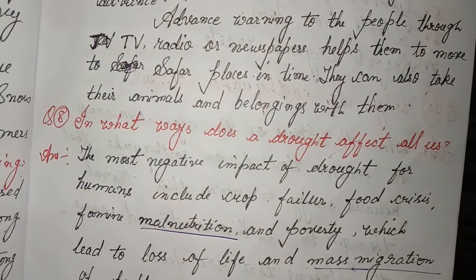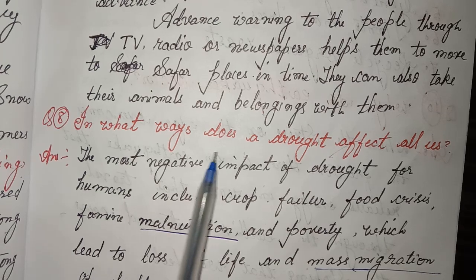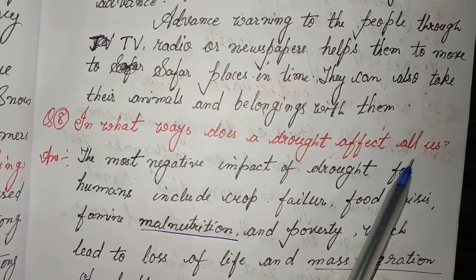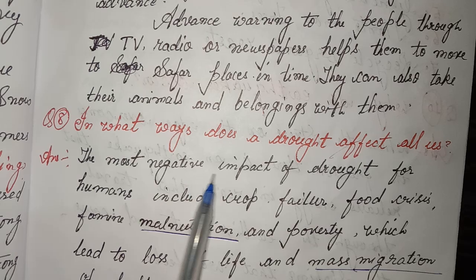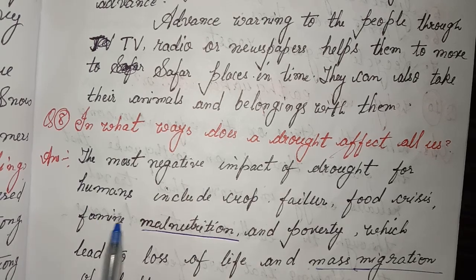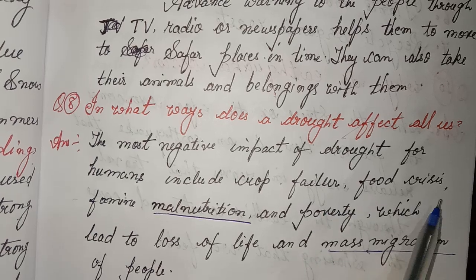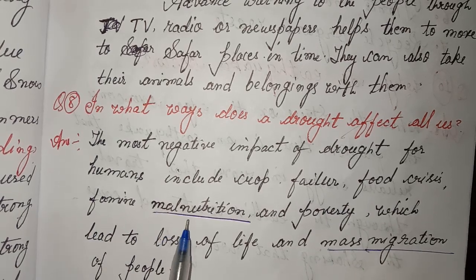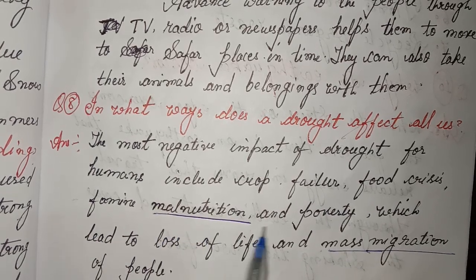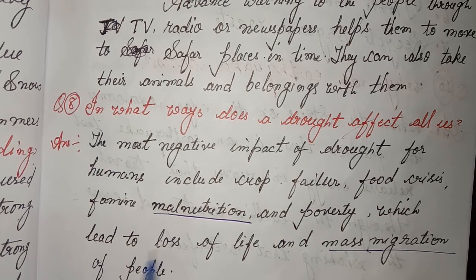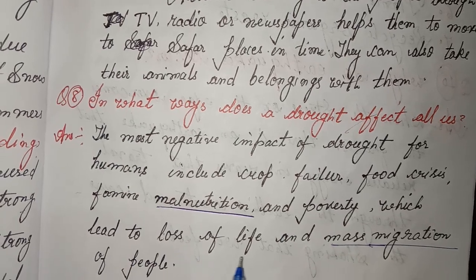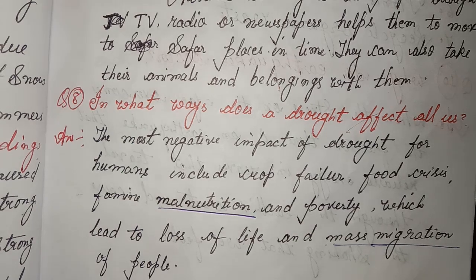Eight. In what ways does a drought affect us? Answer. The most negative impacts of drought for humans include crop failure, water crises, famine, malnutrition, and poverty, which lead to loss of life and mass migration of people.